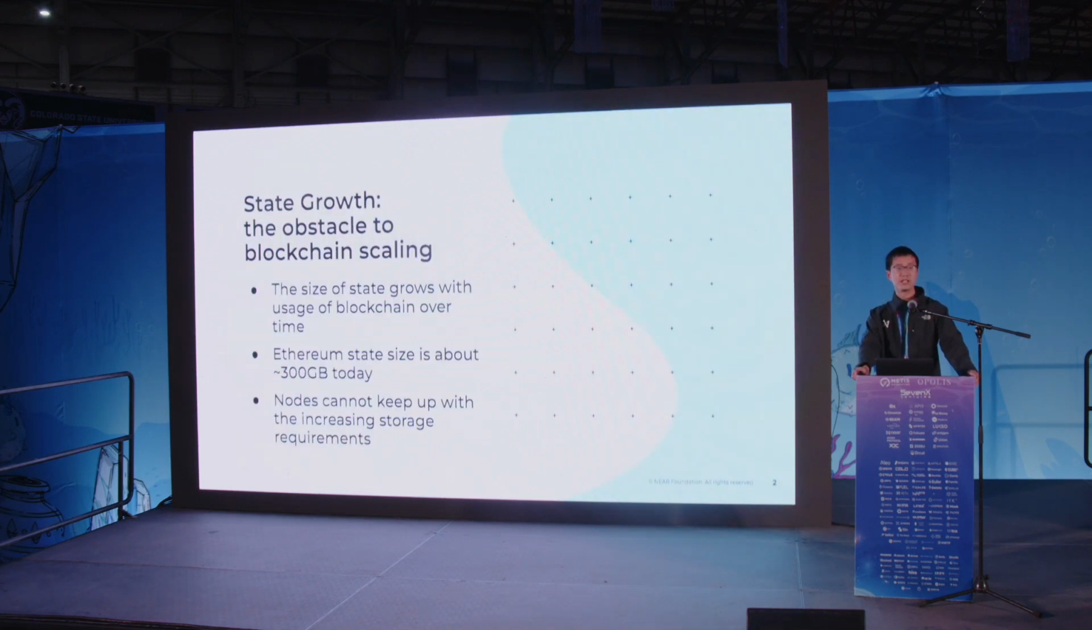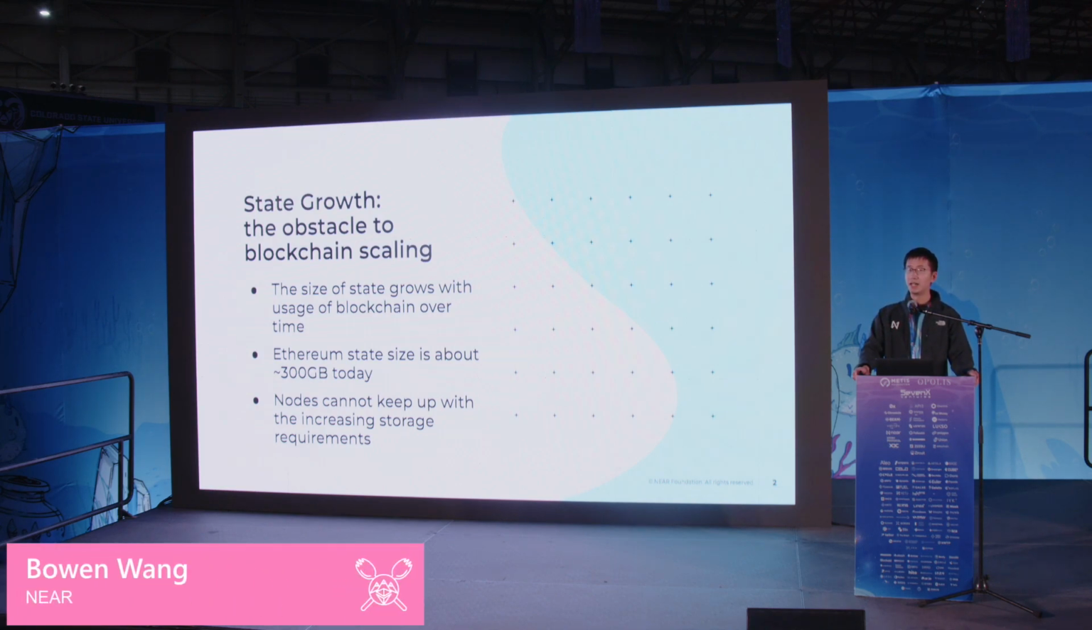So let's start with a problem that maybe many of you here are familiar with, which is the state growth problem, and it's a huge obstacle to blockchain scaling. Basically, the problem is as follows. As a blockchain gets used more and more over time, the state would accrue through usage of transactions, people calling smart contracts, more people creating accounts on the blockchain, and so on and so forth.